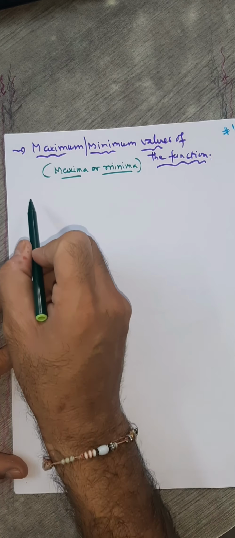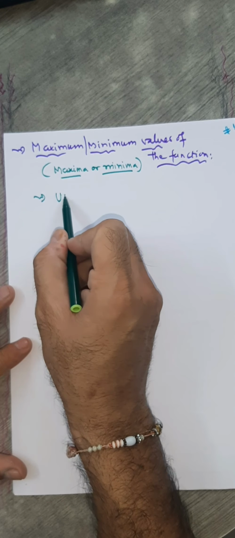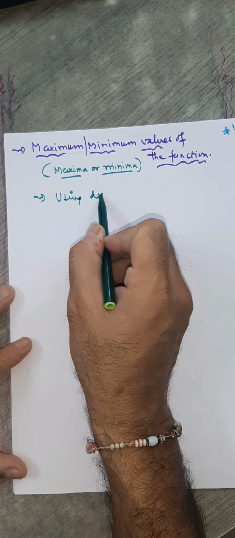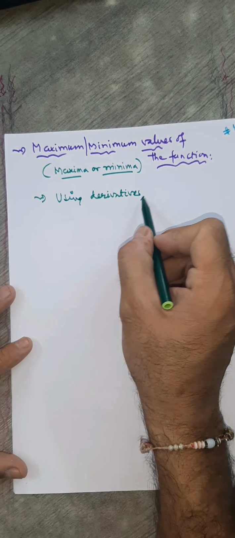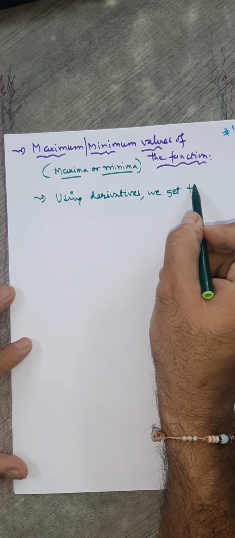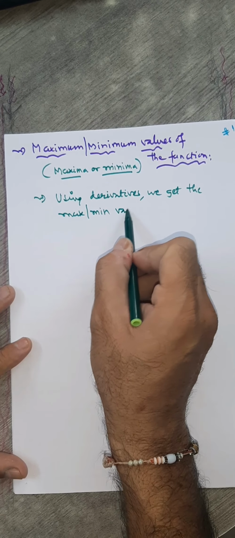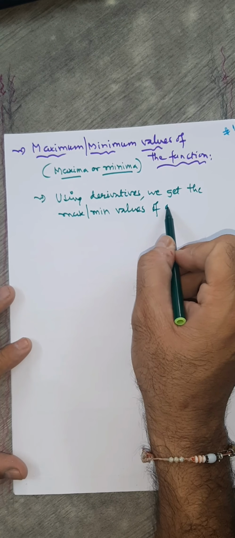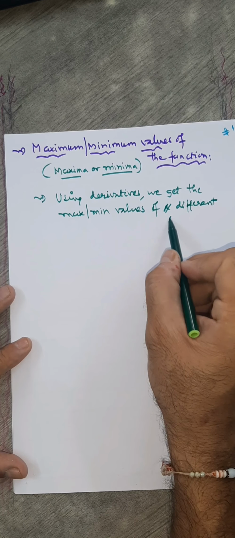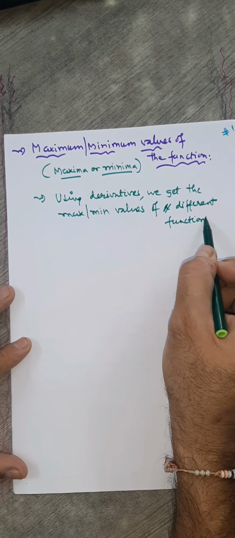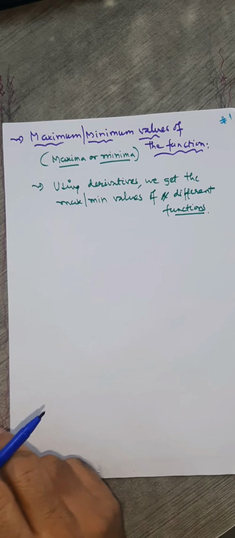So what we'll do here, let me just write here, with the help of derivatives, that is using derivatives, of course this is a part of applications of derivative. Using derivatives we get the maximum or minimum values of different functions, various functions. This is what we want to do. We'll discuss what we mean by maximum and minimum values of a function.